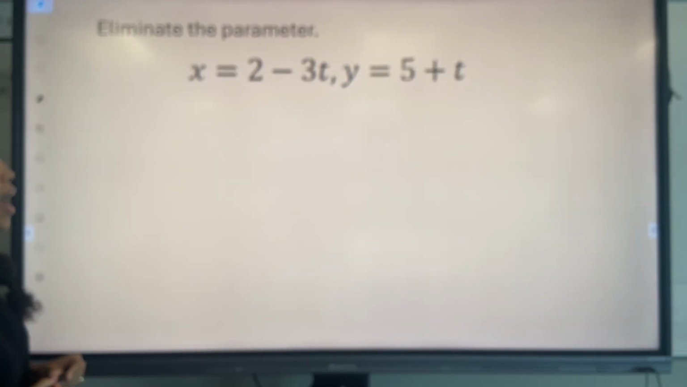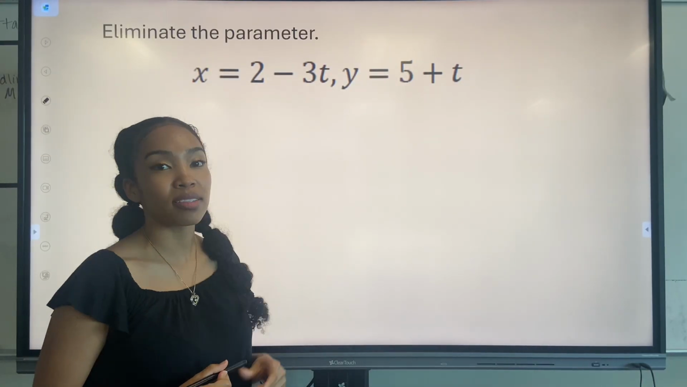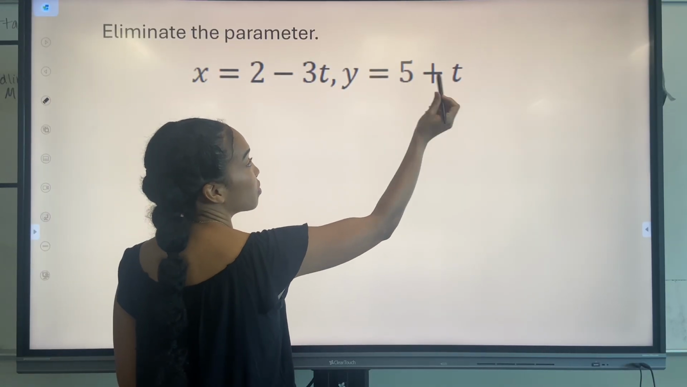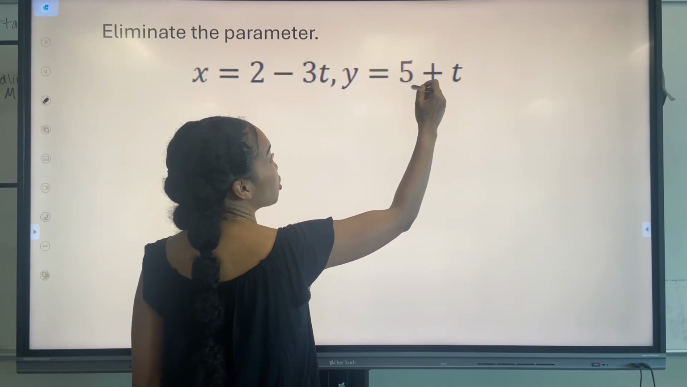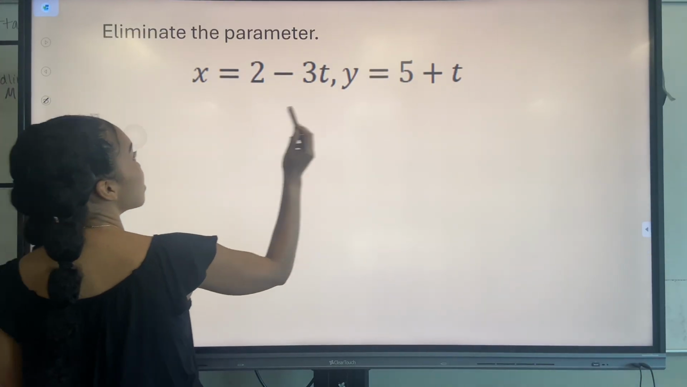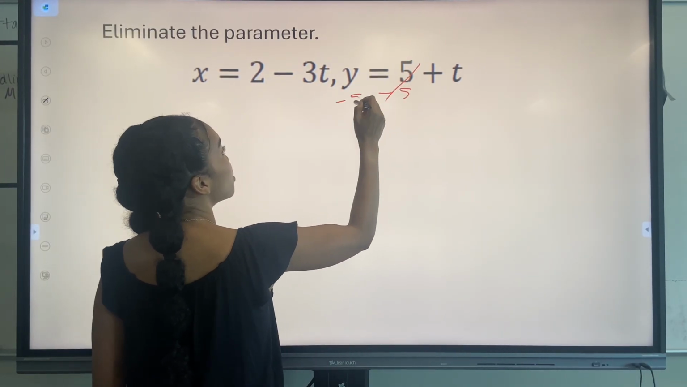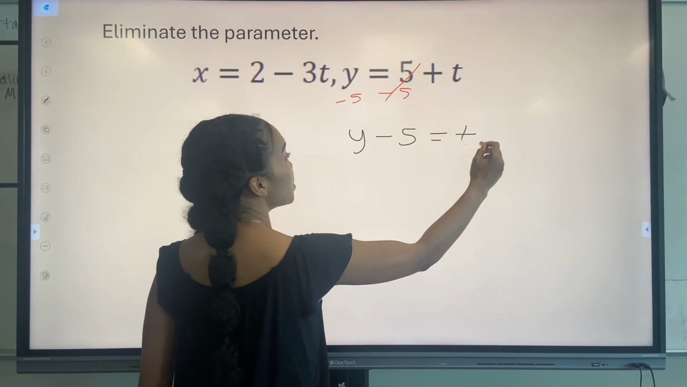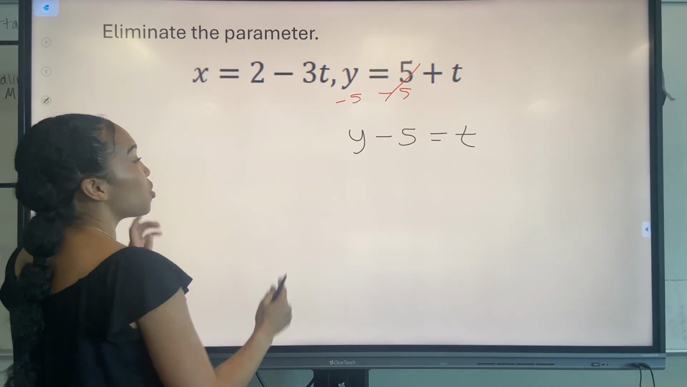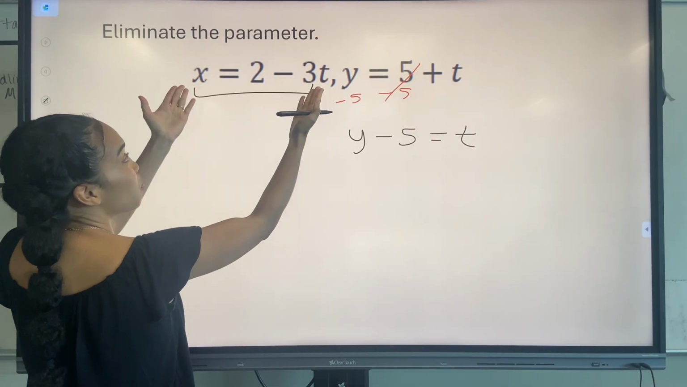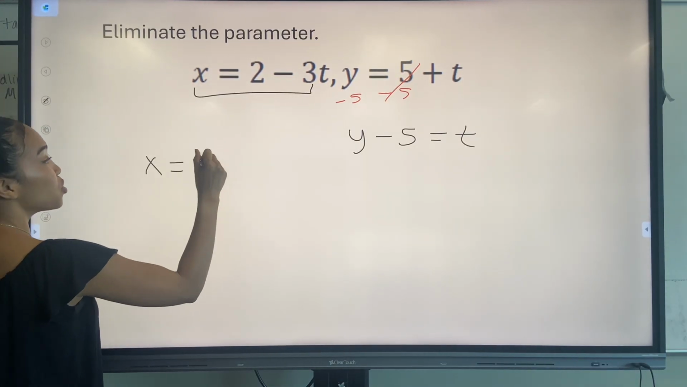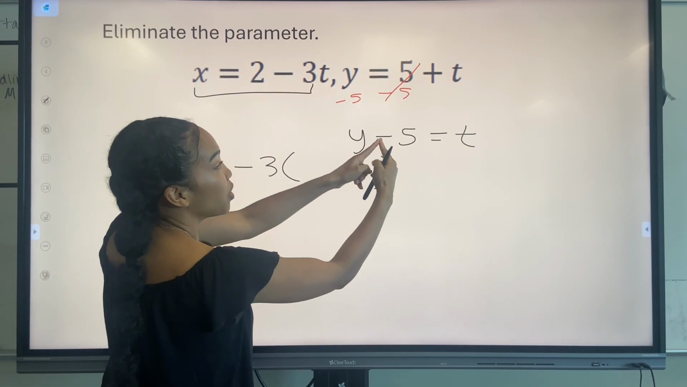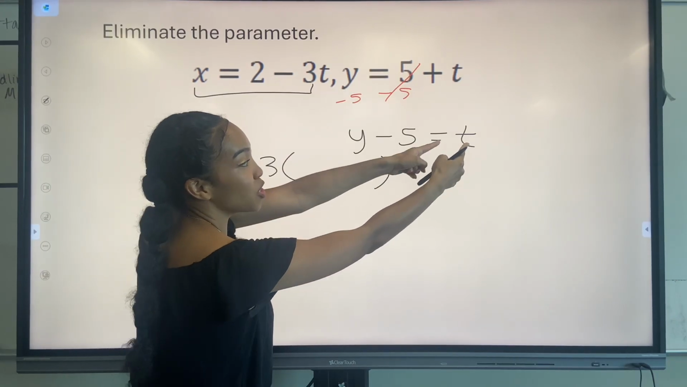This problem, I like to pick whichever one is simplest to solve. So I'm going to solve for t with this y equation. So I'm going to subtract 5 from both sides. So I get y minus 5 is equal to t. So now I'm going to substitute that into this problem. X equals 2 minus 3, and instead of t, I'm going to write y minus 5 because that's what t is equal to.